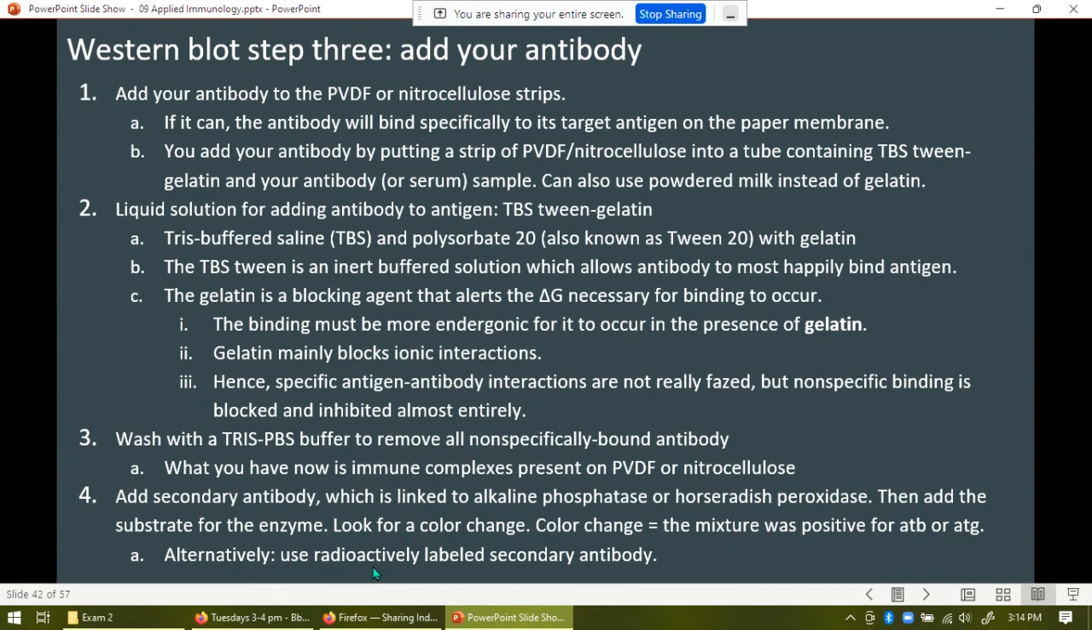Alternatively, you might use a radioactively labeled secondary antibody. No one really does that because enzymes are way more safe and they're also cheaper, but they're less sensitive is the only thing. So radioactivity is more sensitive, it's just more dangerous and more expensive.